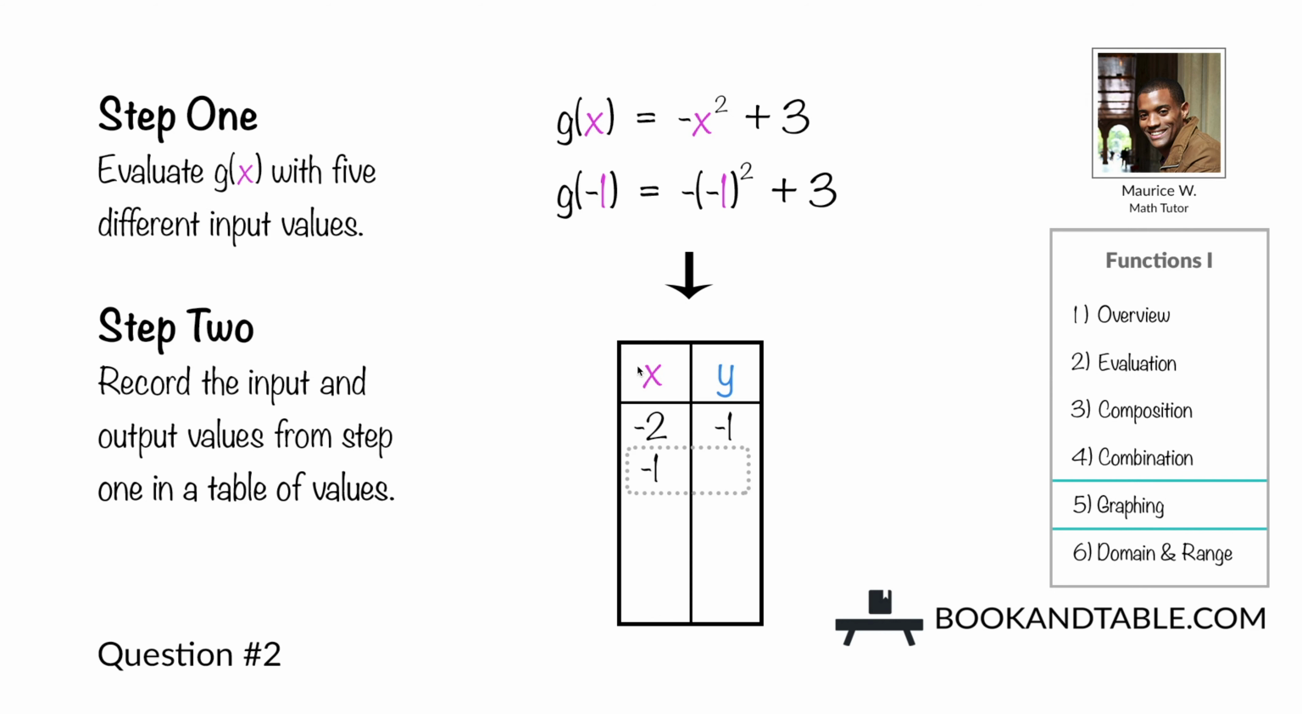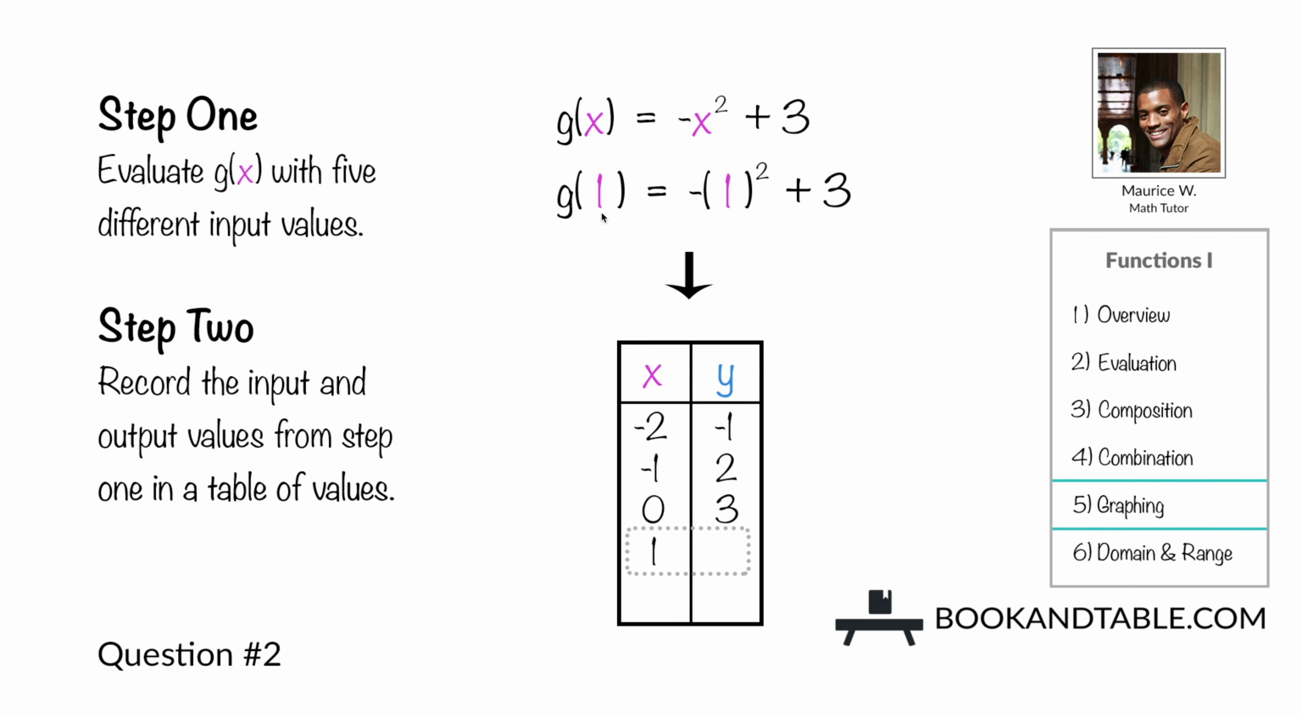We then plug in negative 1 for x, showing us g of negative 1 is equal to negative 1 times negative 1 squared, which would be negative 1. And negative 1 plus 3 is equal to positive 2. So the input is negative 1 and the output is positive 2. We now plug in 0 for x, showing us g of 0 is equal to negative 0 squared plus 3. This would be 0 plus 3, which is equal to 3. So the input is 0 and the output is 3.